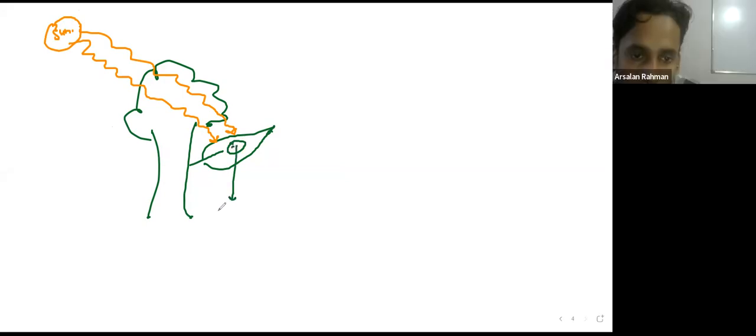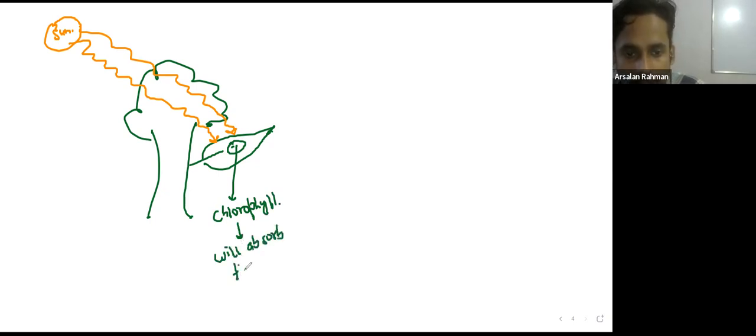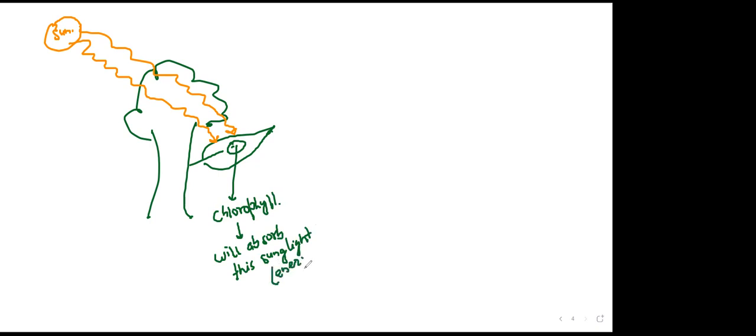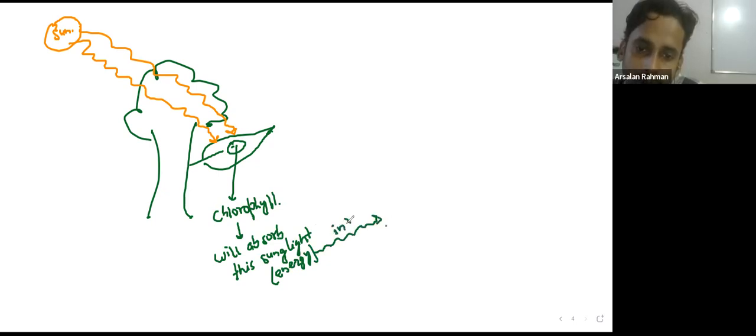So the chlorophyll, what did I say? The chlorophyll is present inside the mesophyll cell. Suppose these are pigments, which are chlorophyll. So chlorophyll will absorb this sunlight. Sunlight is the energy, right? And it will convert this energy into another form of energy, that is glucose.